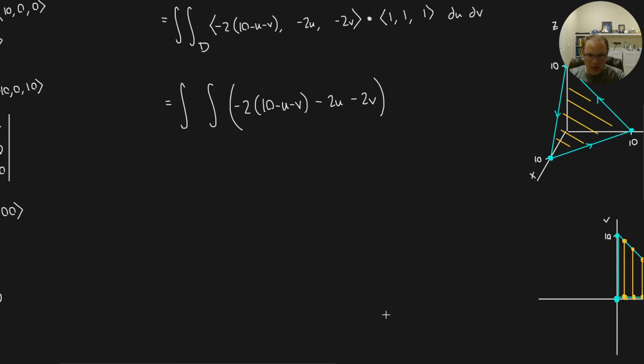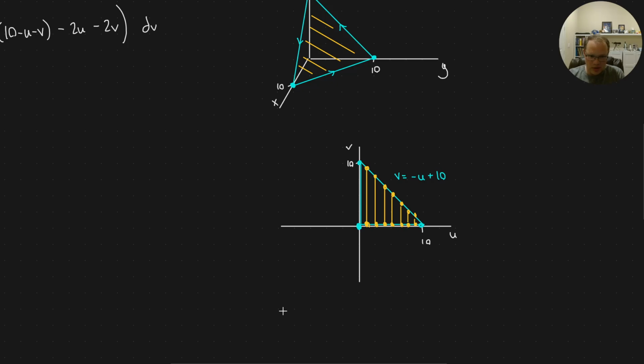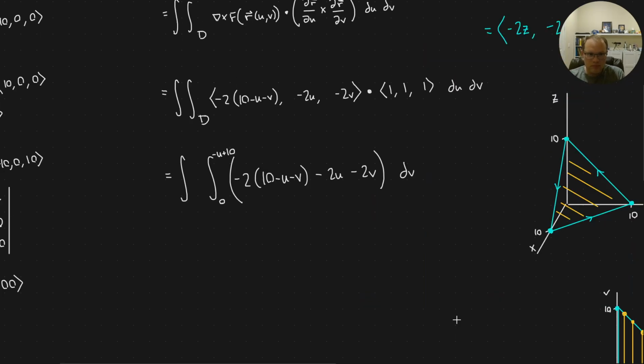So if I'm integrating with respect to v first, I'm going from v equals 0 to v equals negative u plus 10. And then collapse that dimension. You would be going from 0 to 10.